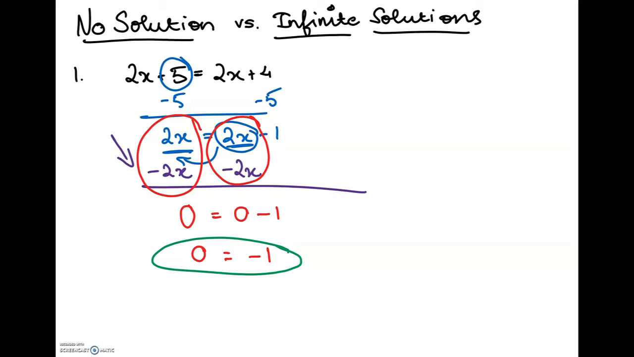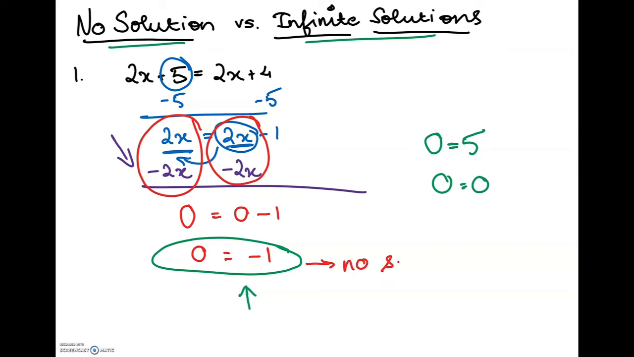But there is a difference between no solution and infinite solutions. No solution would be where the equation ends up like 0 equals 5, because that's not true. 0 does not equal 5. 0 equals 0 and nothing other than 0. So in this case, 0 equals negative 1. 0 is never equal to negative 1. That just does not make sense. So this would be no solution. That linear equation has no solutions.